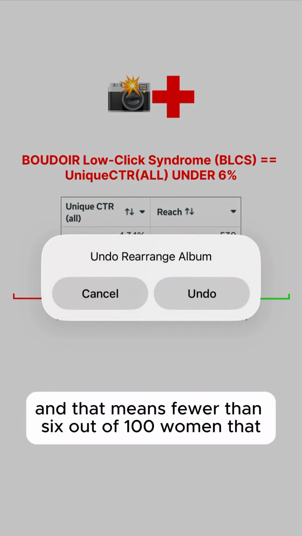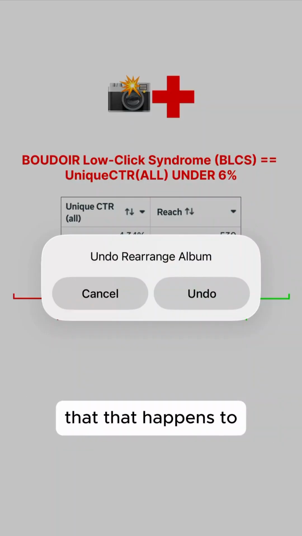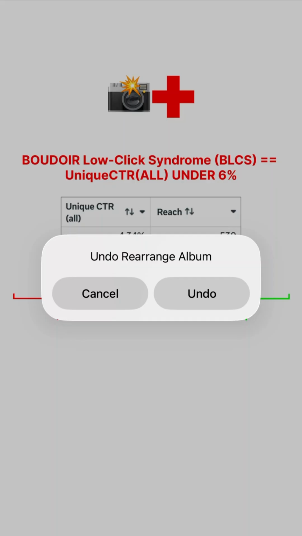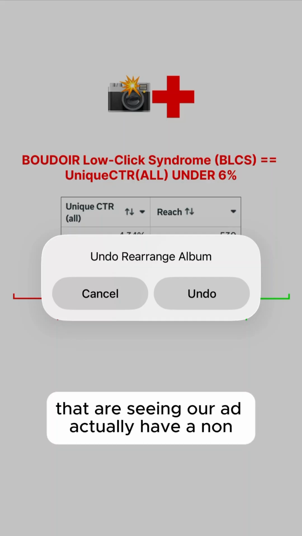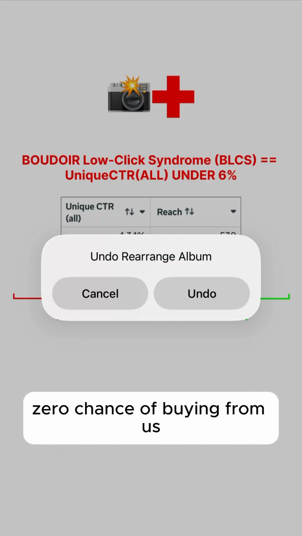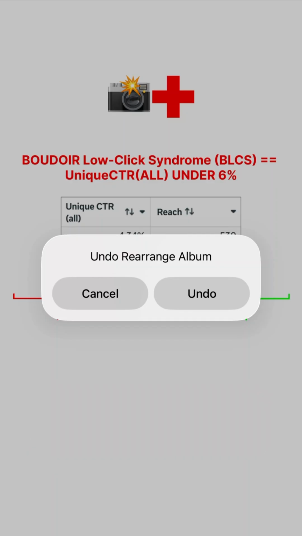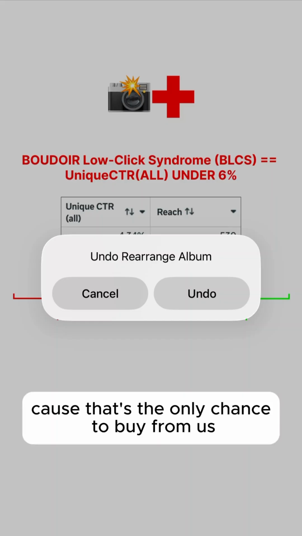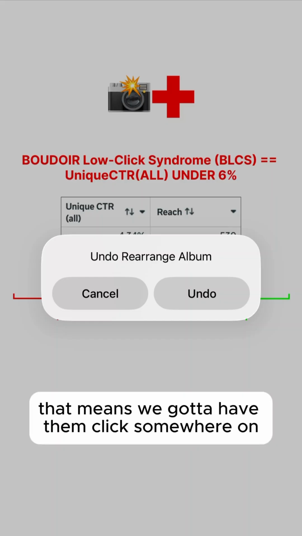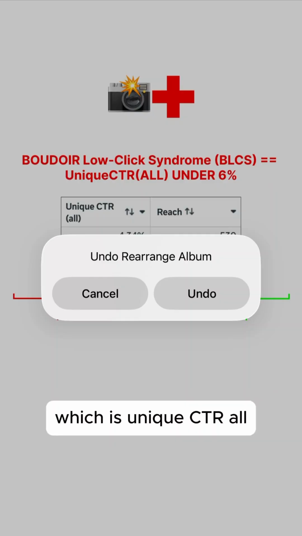And that means fewer than 6 out of 100 women that are seeing our ad actually have a non-zero chance of buying from us. So we gotta get our Boudoir Facebook ads into their brain because that's the only chance they'll buy from us. That means we gotta have them click somewhere on it instead of simply scrolling on by, which is unique CTR all.